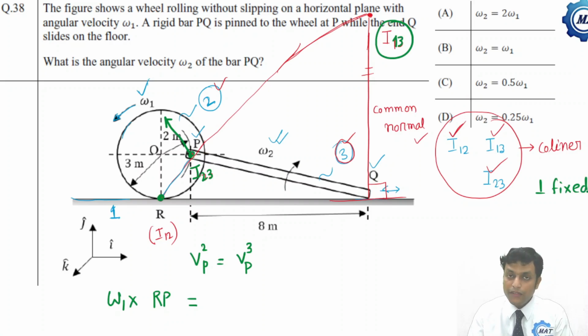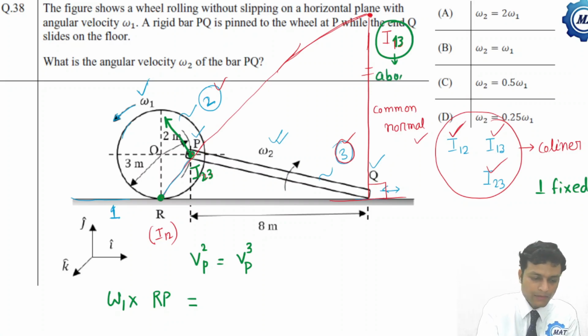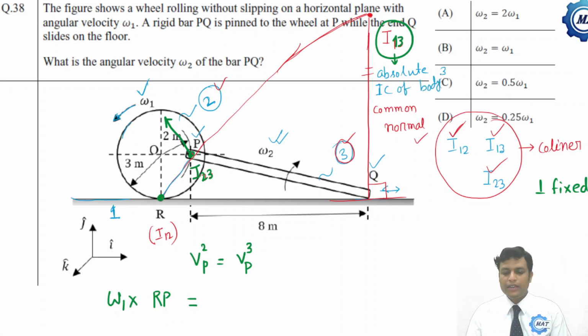So, relative instantaneous center about a fixed link is nothing but the absolute instantaneous center of body 3. That is, the absolute instantaneous center, the IC of body 3. Relative instantaneous center about a fixed body is nothing but the absolute instantaneous center of body 3.